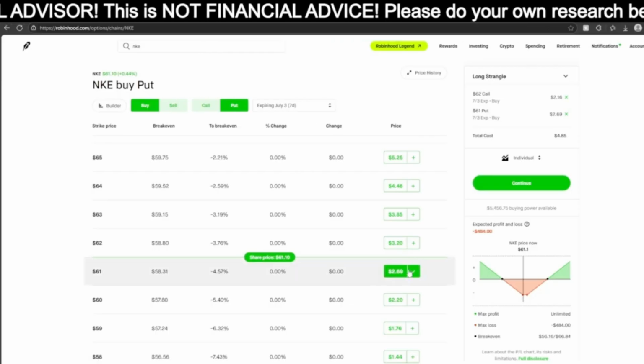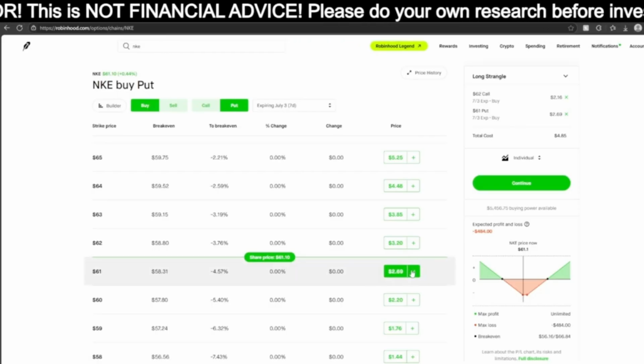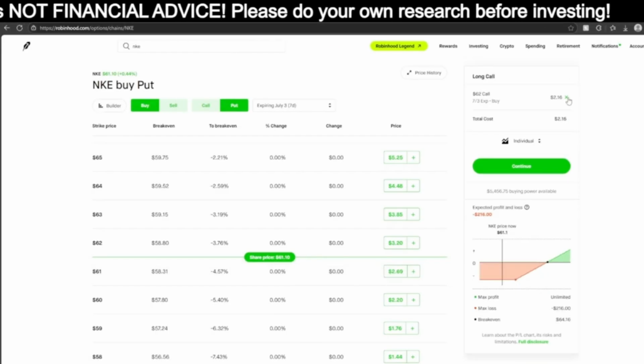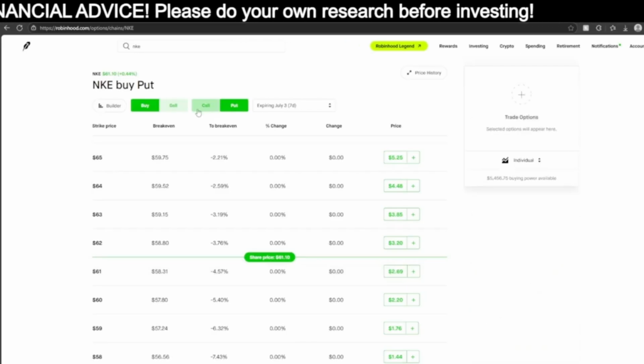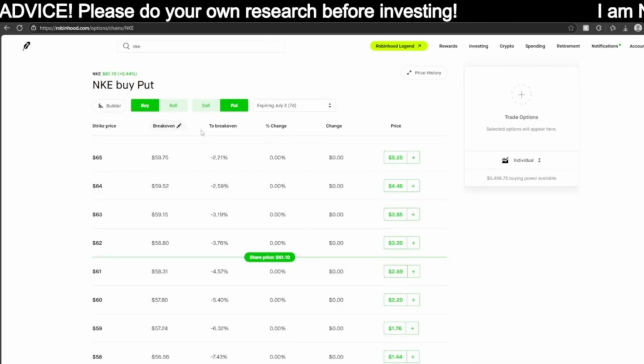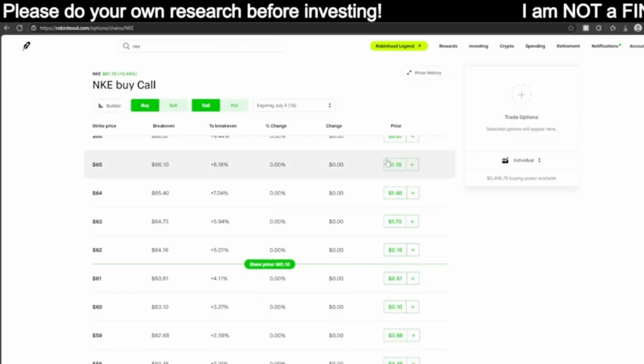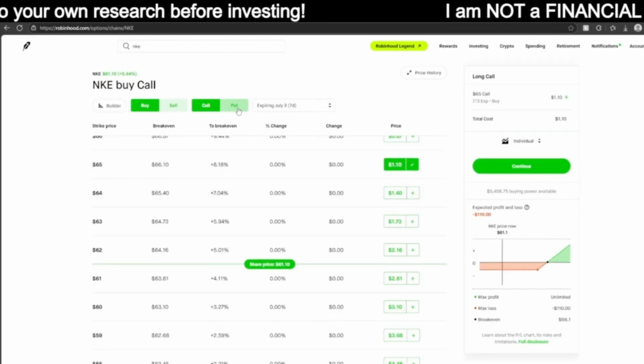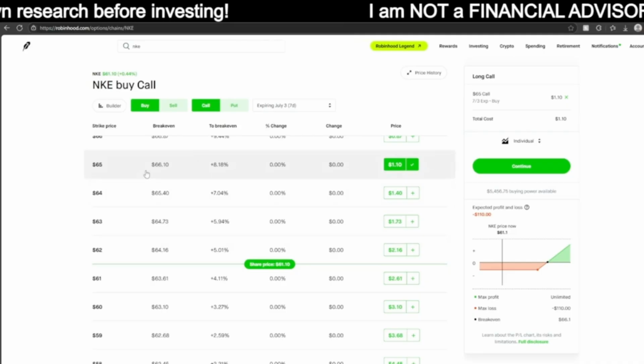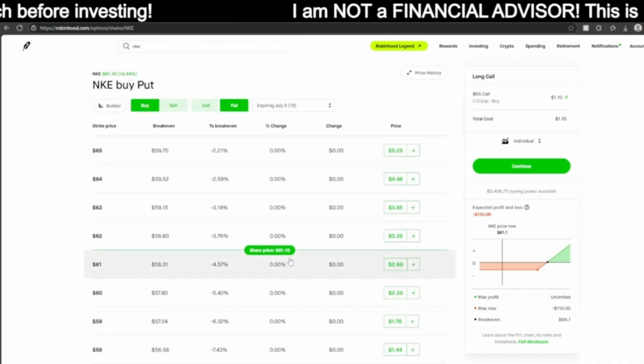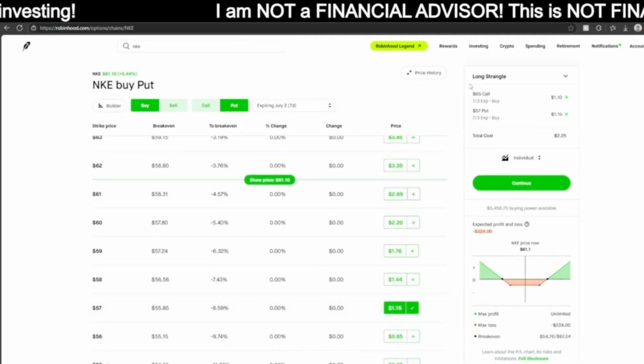But if you don't have the capital for it, but you still think Nike's going to have a big move to either side, you could make a strangle with cheaper options. So say you want to do like a 65 here, and that's what, $4 up, and then you say you want to go $4 down, so 57. So again, this is a long strangle here.